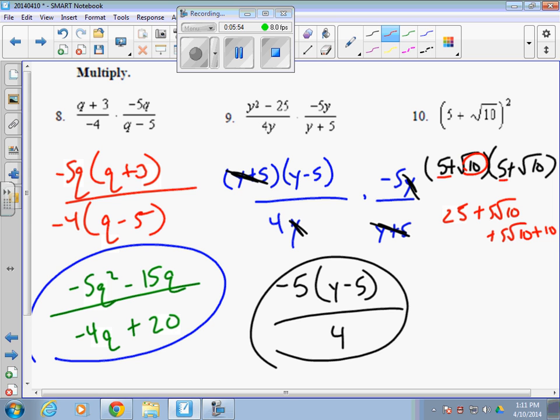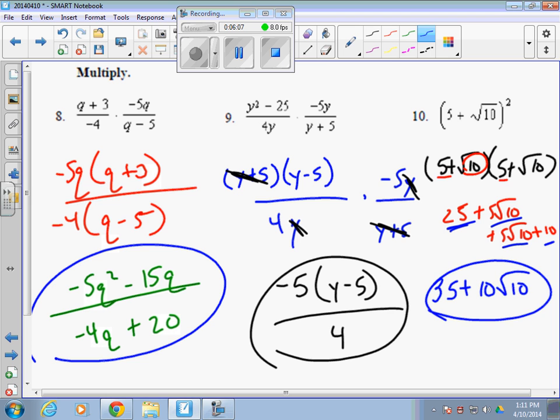So put together the terms that are the same. 25 and 10, you can put those two together and get 35. And then 5 square root of 10 plus 5 square root of 10 is 10 times the square root of 10. There's your simplified version.